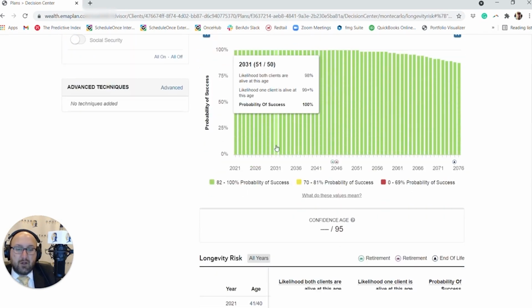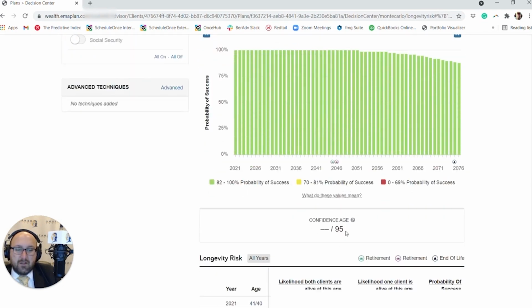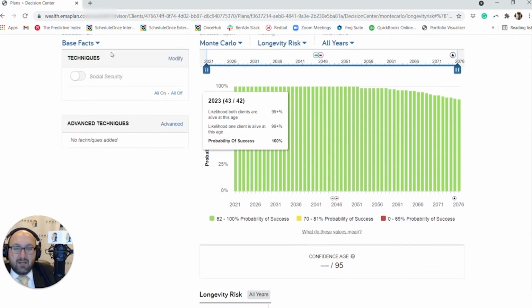So the first part, and why a lot of advisors like to use this, is a confidence age. So what does confidence age mean? Instead of saying, Mr. and Mrs. Client, you're at 82%, you're at 85%, you're at 90%, which doesn't seem to make sense, what age can you confidently not run out of assets? So instead of saying a probability of success, say a confidence age, Mr. and Mrs. Client, you have a confidence age of 95.